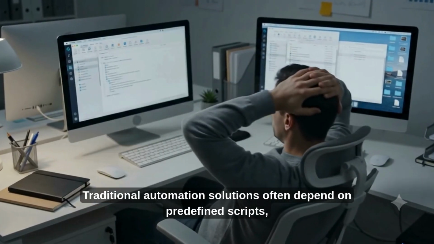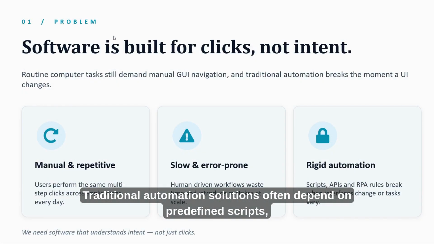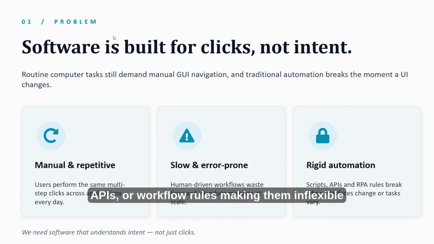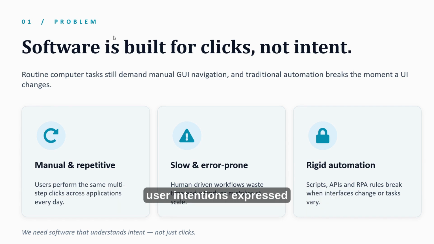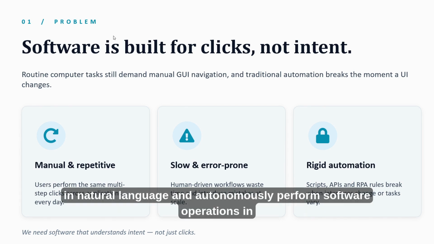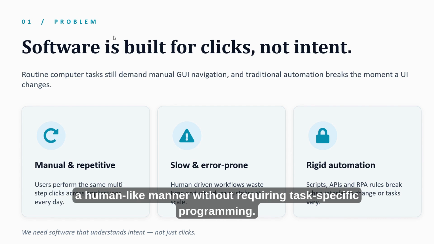Traditional automation solutions often depend on predefined scripts, APIs, or workflow rules, making them inflexible when user interfaces change or when tasks vary. There is a need for an intelligent system that can understand high-level user intentions expressed in natural language and autonomously perform software operations in a human-like manner without requiring task-specific programming.